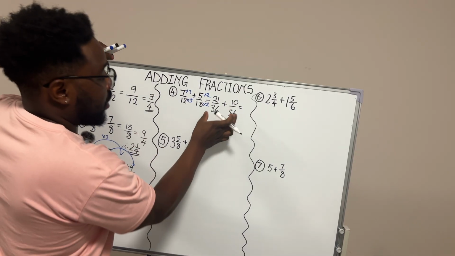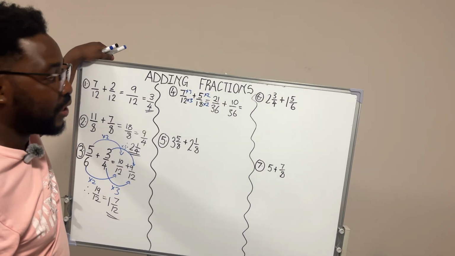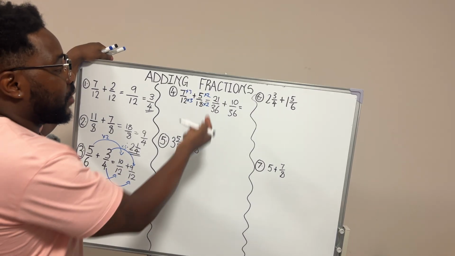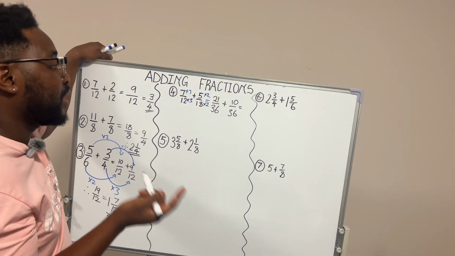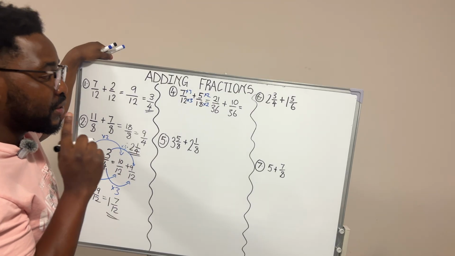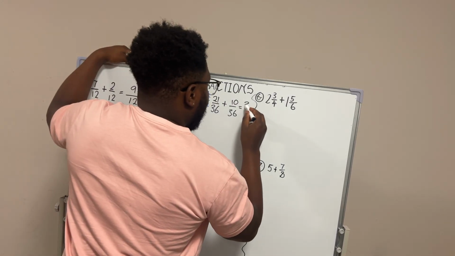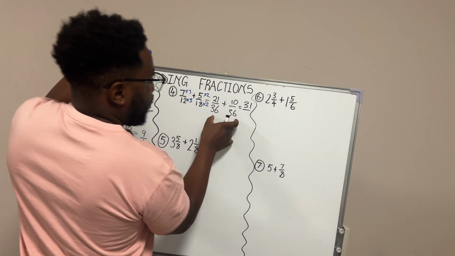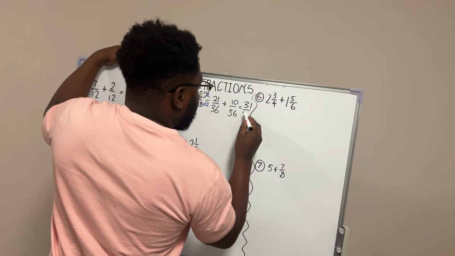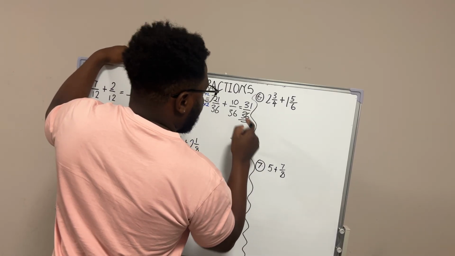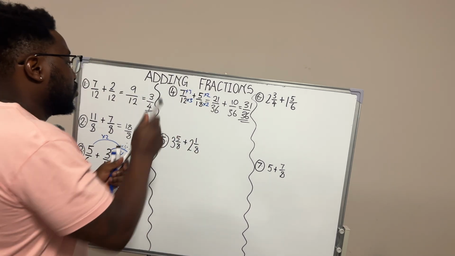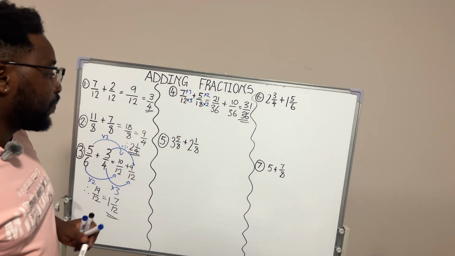Now we have the same denominator over here. So all we have to do is add our numerators. And 21 plus 10 gives us 31, right? Over 36, right? So this is our answer for question number 4.